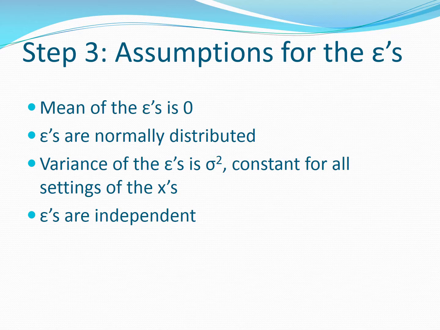The variance is sigma squared. That's really not the important part. The important part of the variance assumption is that it's the same, it's constant, equal variances for all the settings of the x's, or constant variances is the way we typically say it. And the epsilons are independent. I can show you 3 of these.